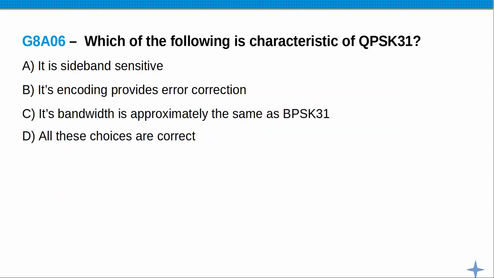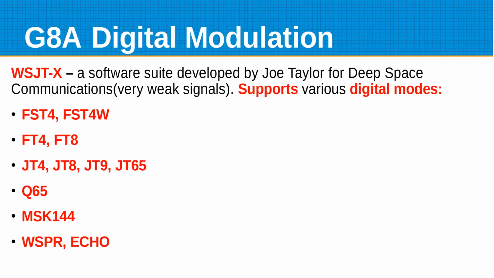So which of the following is characteristic of QPSK31, which is one of the modes? Okay, three of those today. I got one all right. So it's all the above. You have to match the sidebands. There is some error correction embedded in the messages, and it's approximately the same bandwidth as binary phase shift keying. Okay.